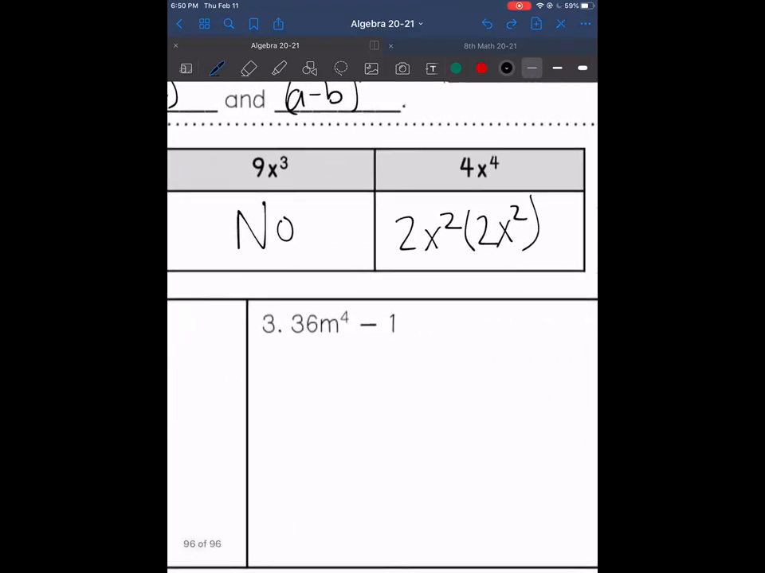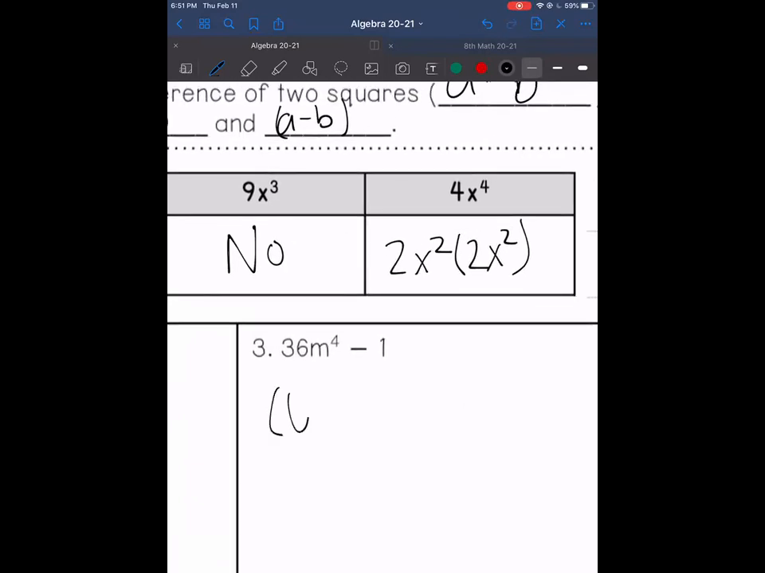Okay, 3. I'm going to take the square root of that number and the square root of that number and divide my exponent by 2. It's pretty much the basics of what I'm doing. So I know that the square root of 36 is 6, and the factors are 6m squared plus and 6m squared minus, and the square root of 1 is 1. So those are our answers.